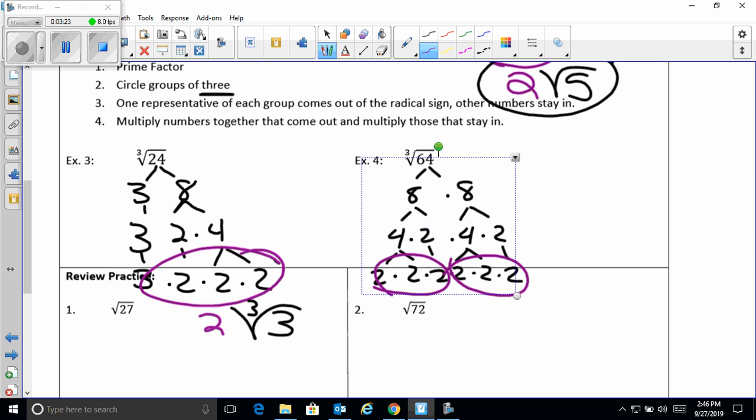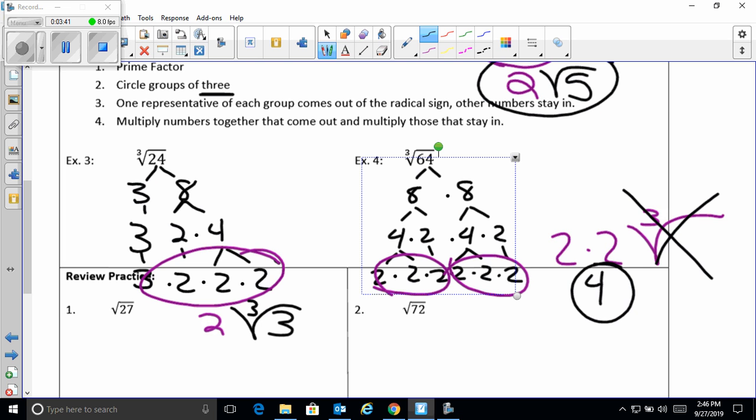We have 2 groups, nothing left behind, so everything is coming out. But there's 2 things coming out. There's 2 groups of 2. So we're going to have a 2 come out and a 2 come out. And nothing is left inside. Nothing there, so we don't even have to write that. Then we got to clean that up. 2 times 2 is 4. So that is our answer.